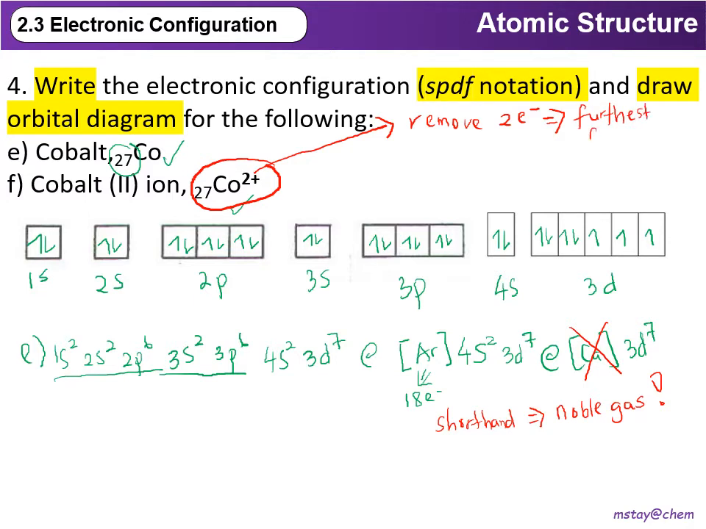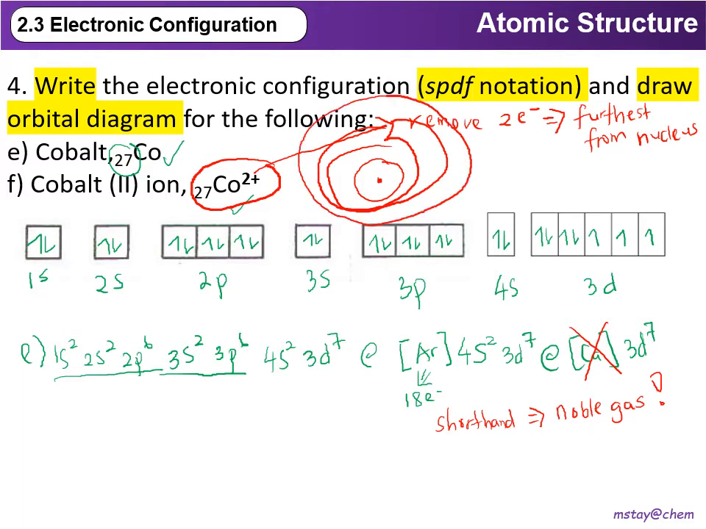furthest from the nucleus. Imagine this is the nucleus in the middle here, and then we have the first shell, second shell, third shell, and fourth shell. So we have n equal to 1, n equal to 2, n equal to 3, and n equal to 4. Among these 4 shells, which one is the furthest from the nucleus? It is n equal to 4.